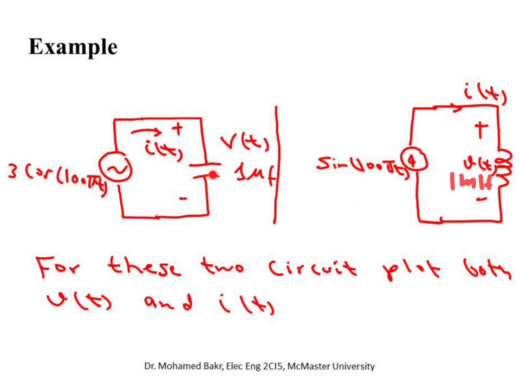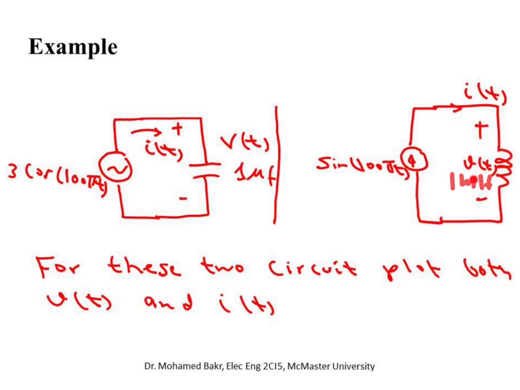Because the capacitor and the inductor are both linear components, if the excitation is sinusoidal, the voltage across the inductor, say, or the current going through the capacitor will also be sinusoidal with the same frequency. So if this frequency is 100π radians per second, then the current going through the capacitor will also be sinusoidal with the same frequency. The only difference is that its amplitude and phase will be different. The same thing we can say about the inductor.